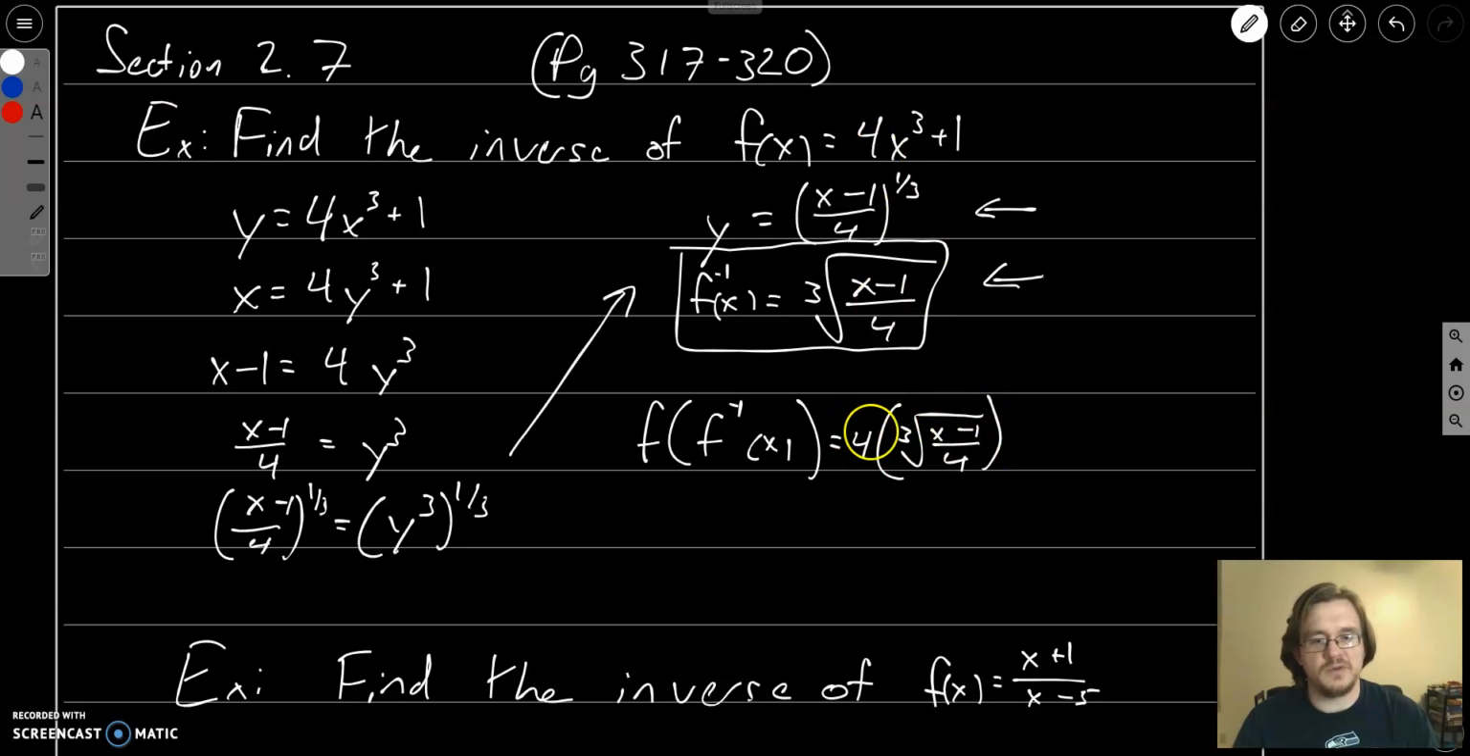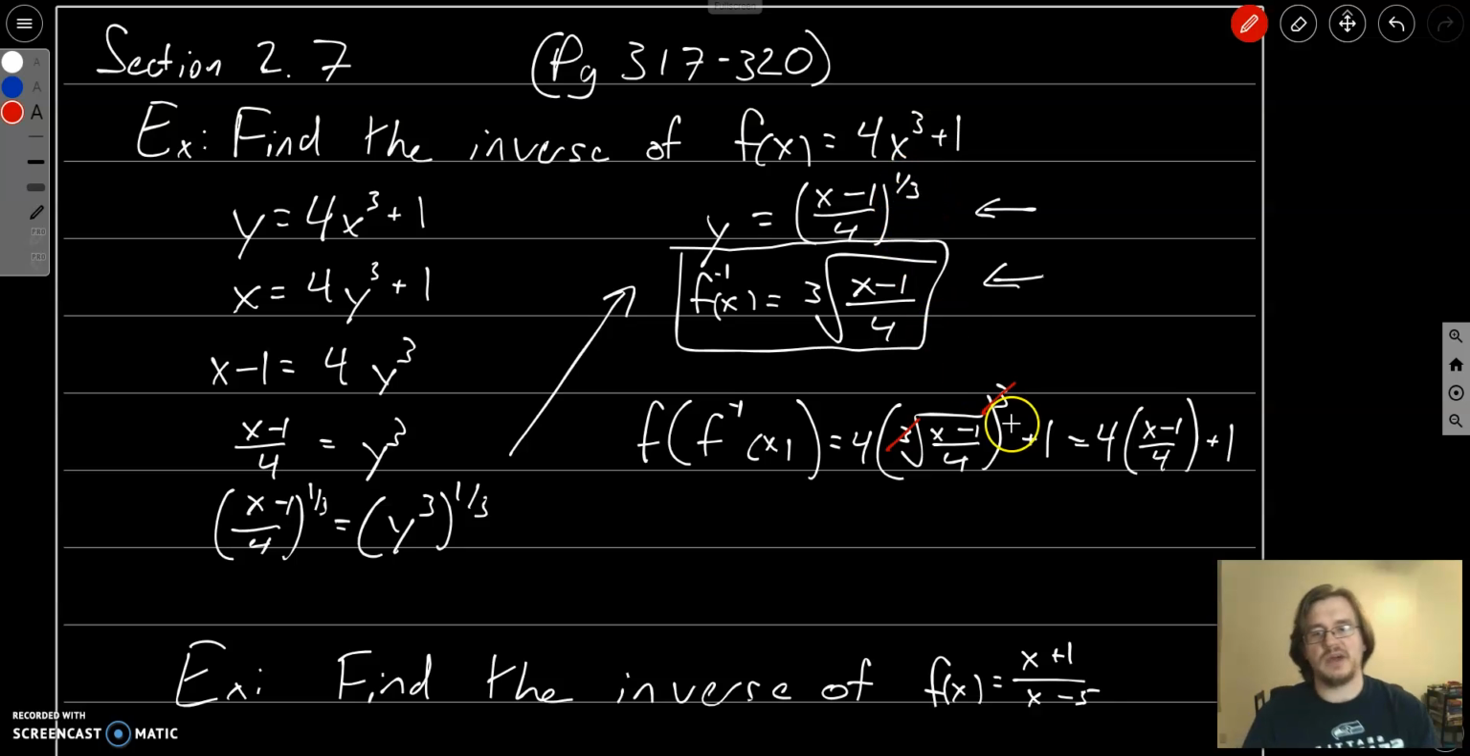So we take this times 4, and we raise it to the third power, and we add 1. Well, we have a cube root that we're raising to the third power, so those will cancel out, and we'll get 4 times x minus 1 over 4 plus 1. Again, the third root and the third power will cancel out. We can think of it as to the 1/3 power raised to the third. And then times 4 divided by 4 will give us x minus 1 plus 1, which gives us x.